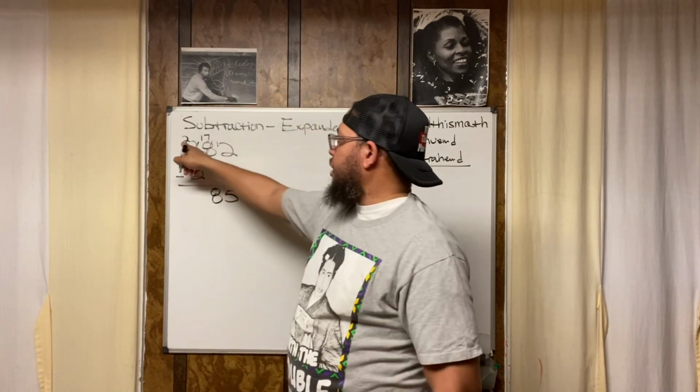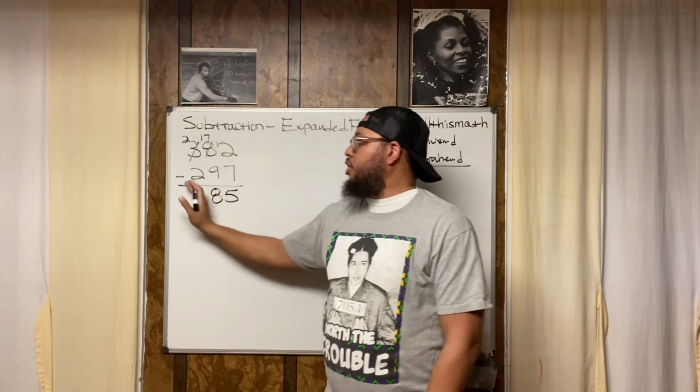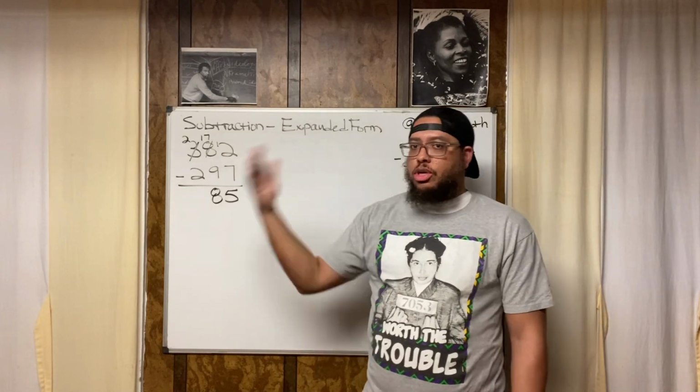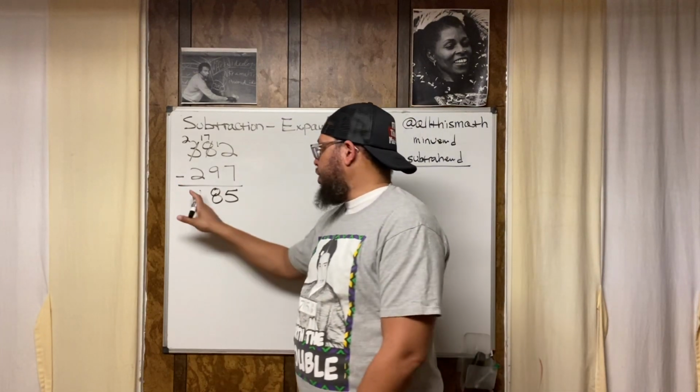Right? That's 80. And then I got 2 minus 2, which is 0. If 0 is in the largest place value, you don't need to write it, all right? So our difference is 85.